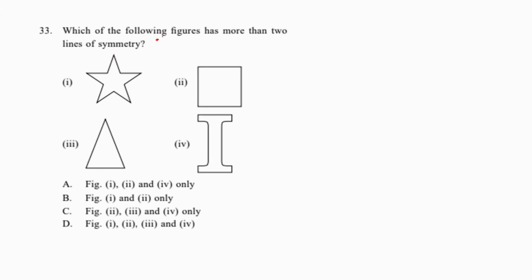Next question, which of the following figures has more than 2 lines of symmetry? The star, yes, along its vertices. This one is a square. Yes, again, vertical, horizontal, and both the diagonals, more than 2. This one, no, it again has only 2. So more than 2, only figures 1 and 2 have them. So option B is the answer.